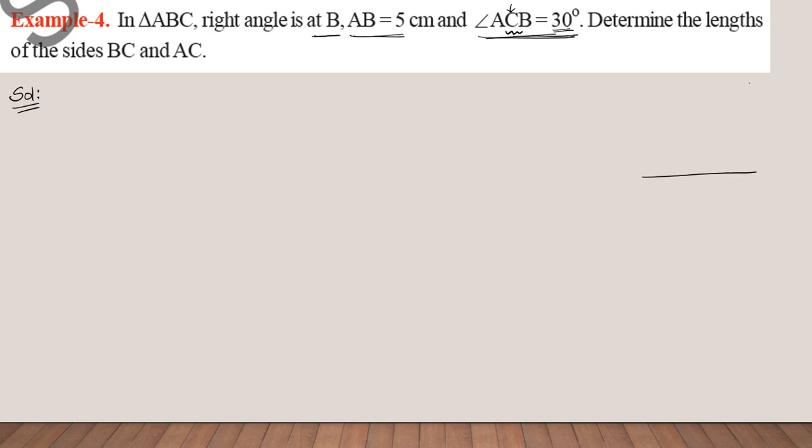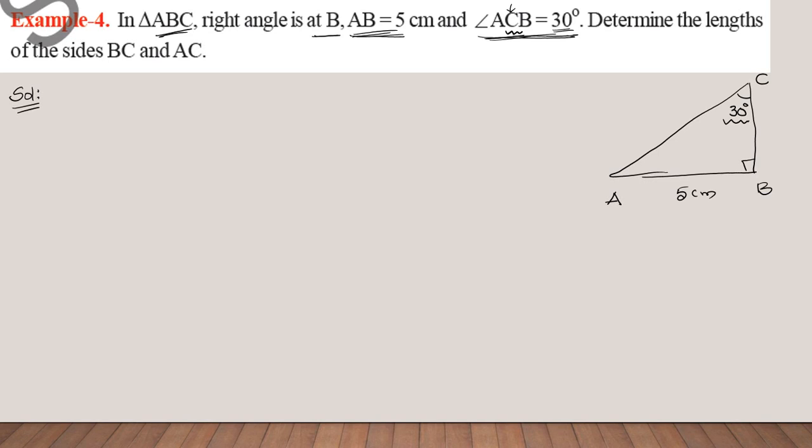Now let us draw the figure for this. The figure looks like this, right? Since it is a right angle triangle ABC, right angle at B, I am going to consider this as A and this particular angle as C. Now angle ACB is given as 30 degrees, so be careful to place the values at their particular positions. Next, AB is equal to 5 centimeters.